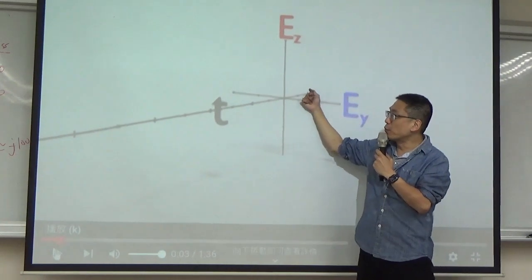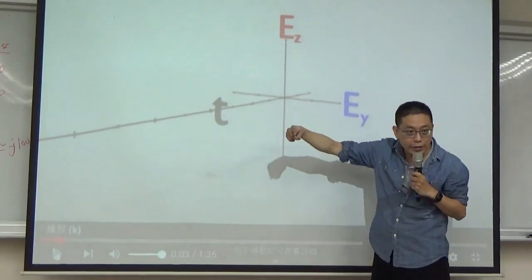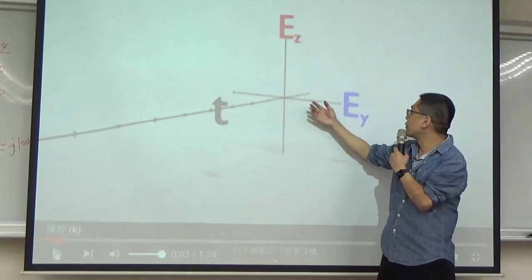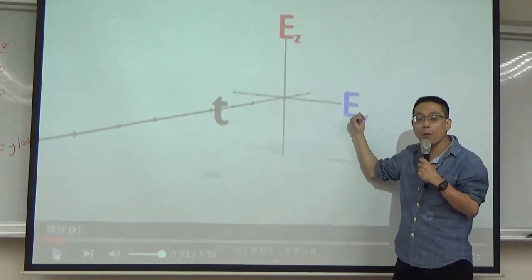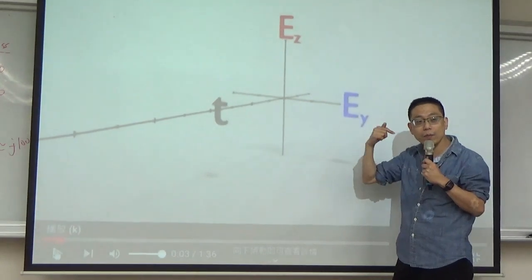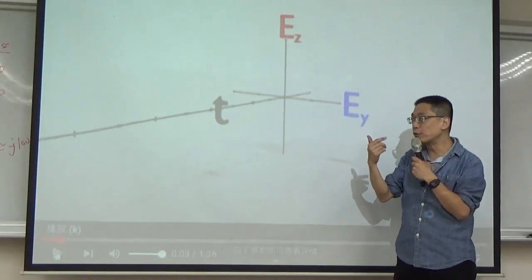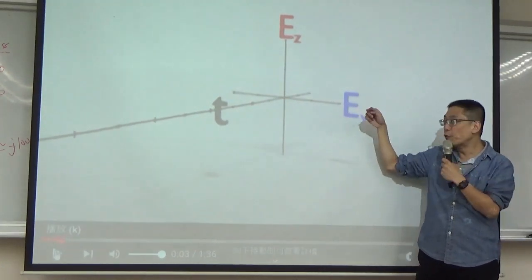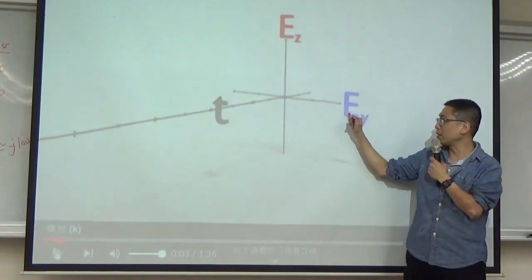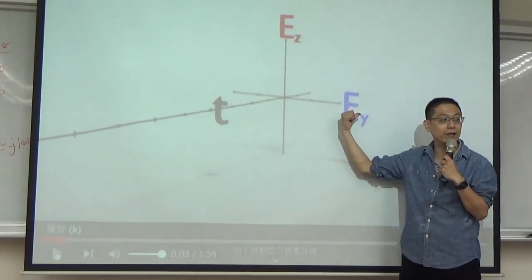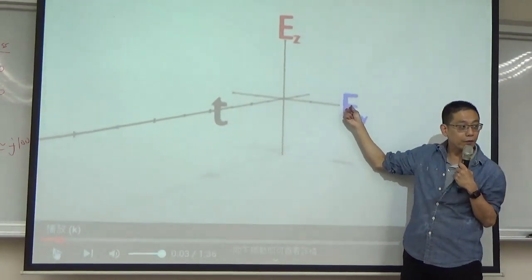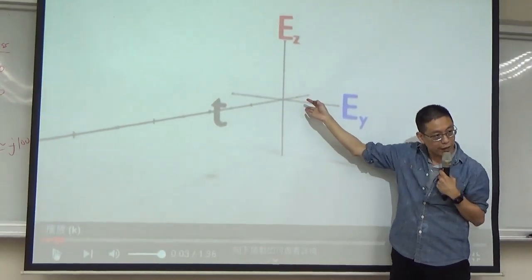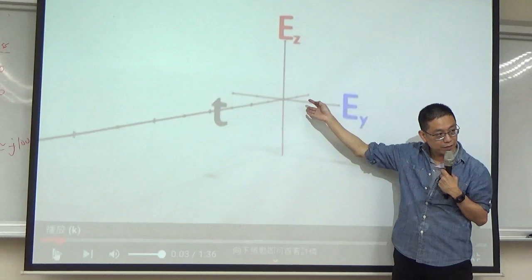Your wave is moving in X direction, but your E field has only Y direction. Your wave is moving in X direction, but your field is in the Y direction, okay? This is the blue one only. What we have learned so far is only half of it, just the blue one.